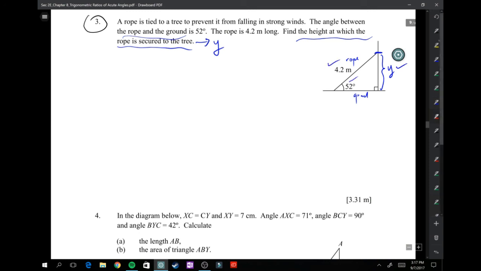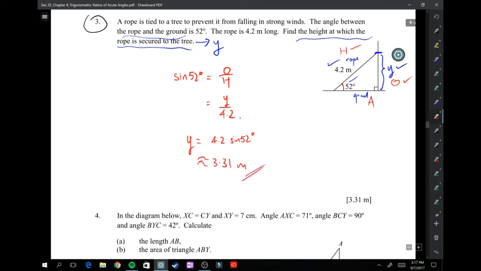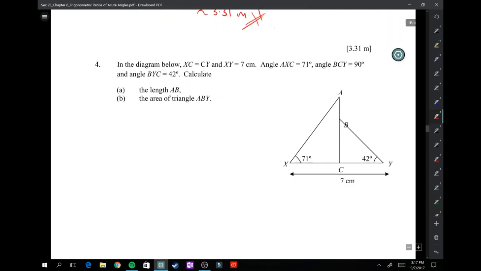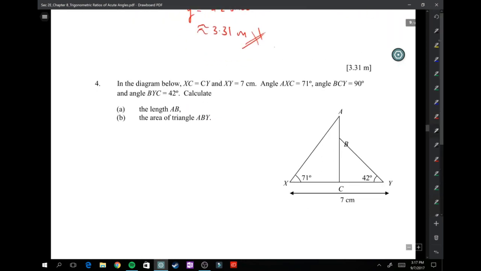But what is y? So we need to identify, if the angle is here, this is the opposite, this is the adjacent, this is the hypotenuse. So we have the opposite and the hypotenuse. So this is sine 52 degrees equals opposite over hypotenuse, which is our y over 4.2. So y will then be 4.2 sine 52 degrees, which when you press your calculator, rounded to 3 SF, you'll get 3.31 meters. And that's that.